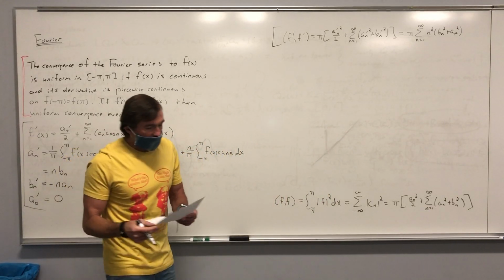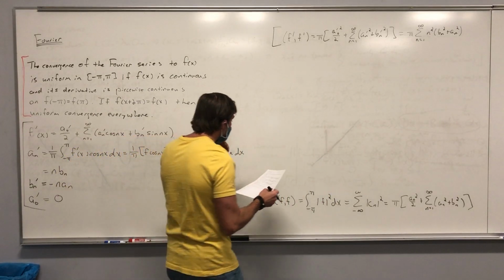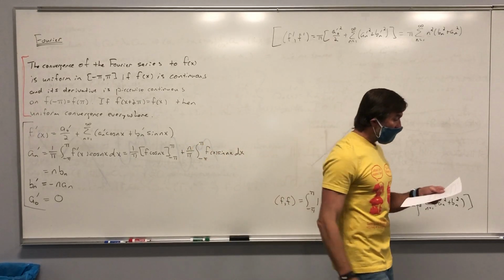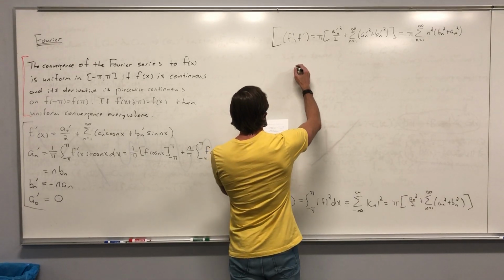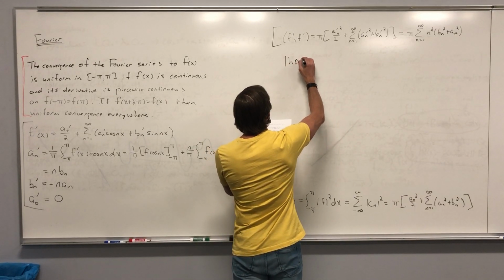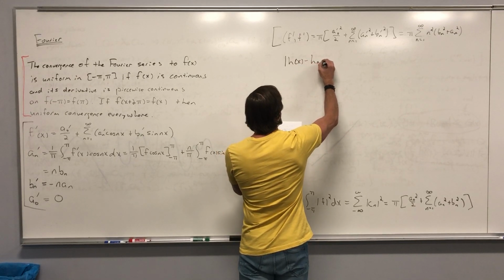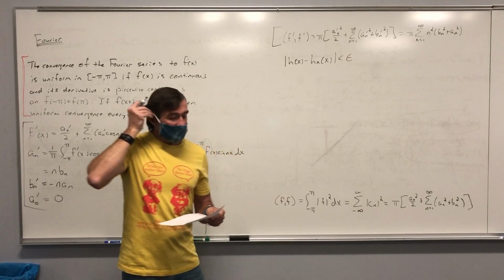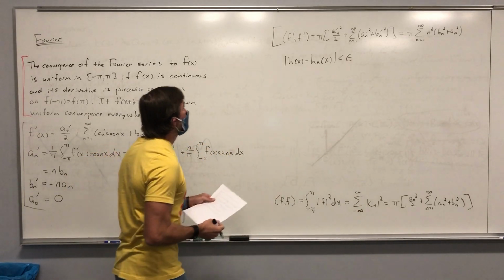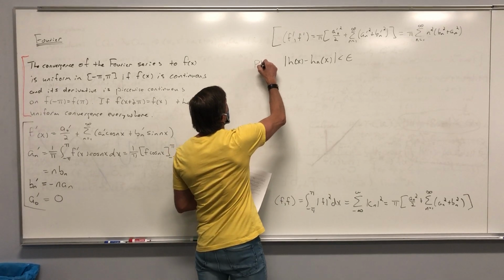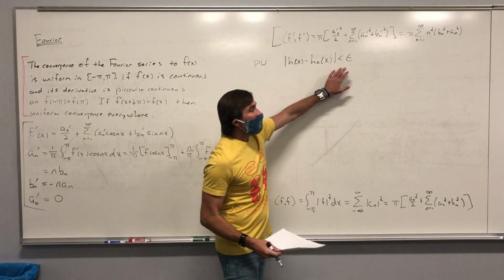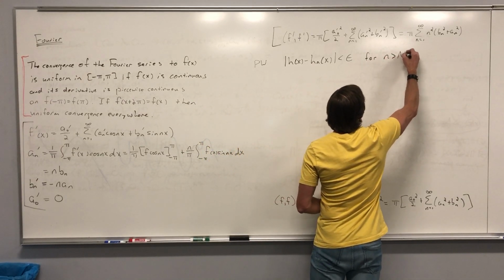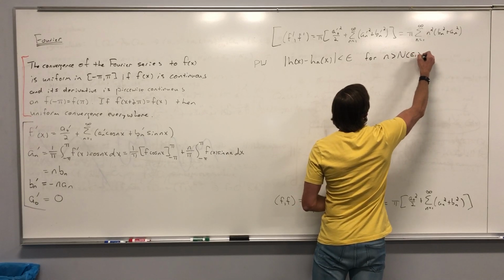All right, so recall that for pointwise convergence, you basically have that the function you're converging to minus the sequence of functions, the difference has to be less than an epsilon, where the difference has to be less than epsilon for n larger than some n which depends on both epsilon and x.